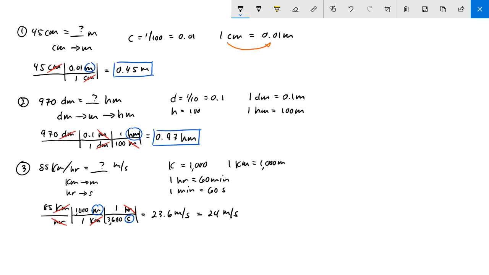So there's our 3 examples of how you can do conversions using the factor label method. It's also known as dimensional analysis. Let's just box in our answer, and I'll see you in class.